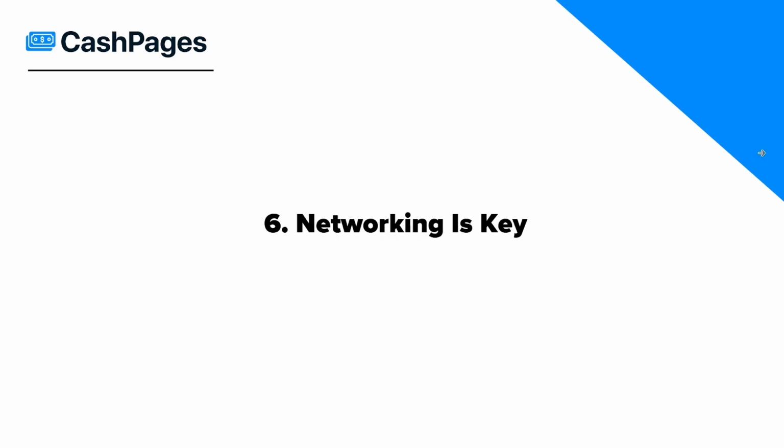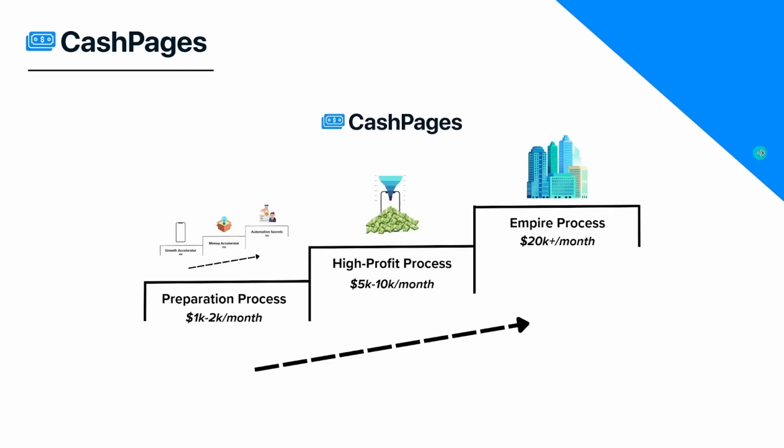And the sixth and last one, and this is probably the most important one, is networking is key. Because only if you meet new people, if you meet other business partners, if you meet collaboration partners, you will actually start growing. And this is also specifically why we have the high profit process. This is where all of the ambitious students in Cashpages come together. We have calls together. We have a community together. This is where we talk, and we exchange information that's super important to actually get to that 5 to 10K for most people, right?